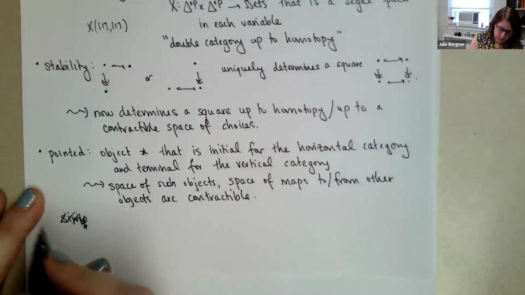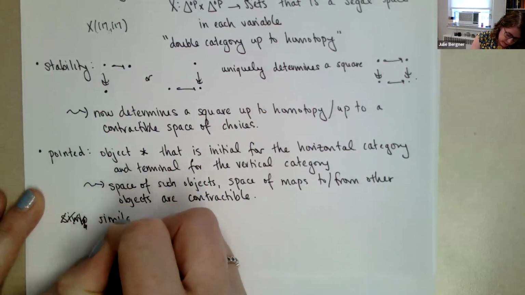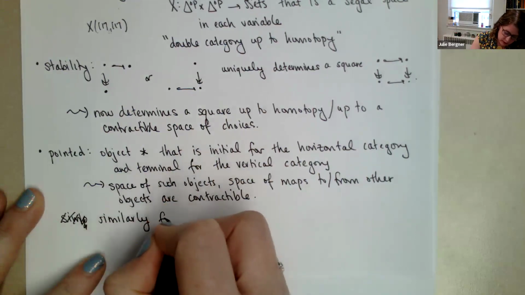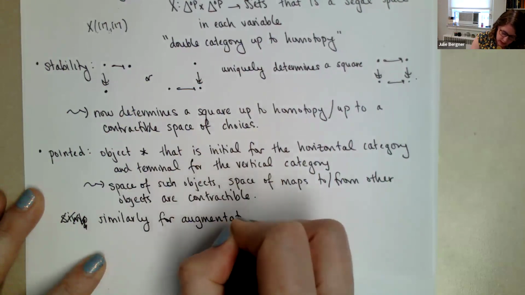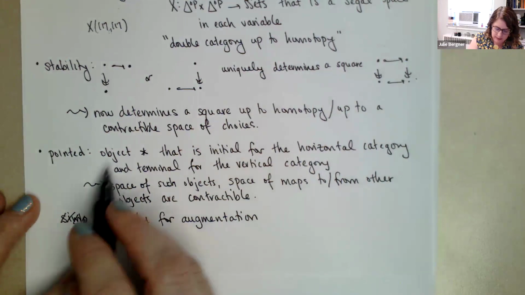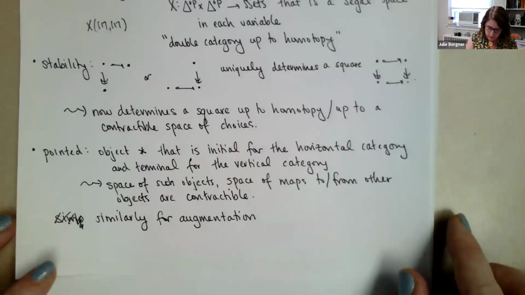All right, and then remember we had this generalization of pointedness. And we have similarly when we do the augmentation. So that was where we had sort of this set of objects that have these same sort of local universal properties. And again, there's going to be uniqueness up to contractible space of choices. Okay.